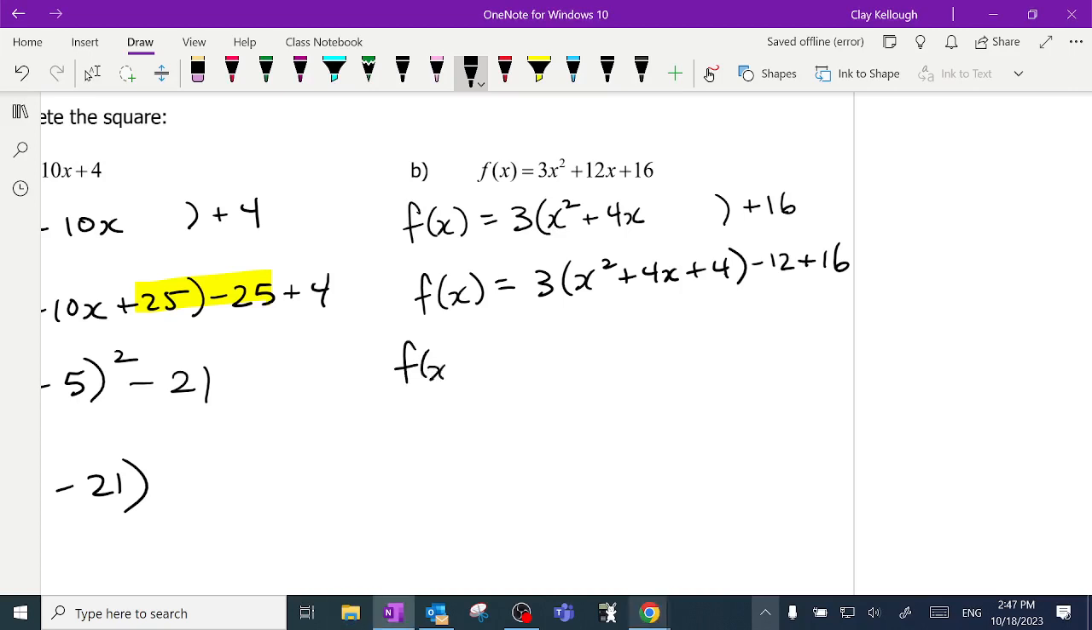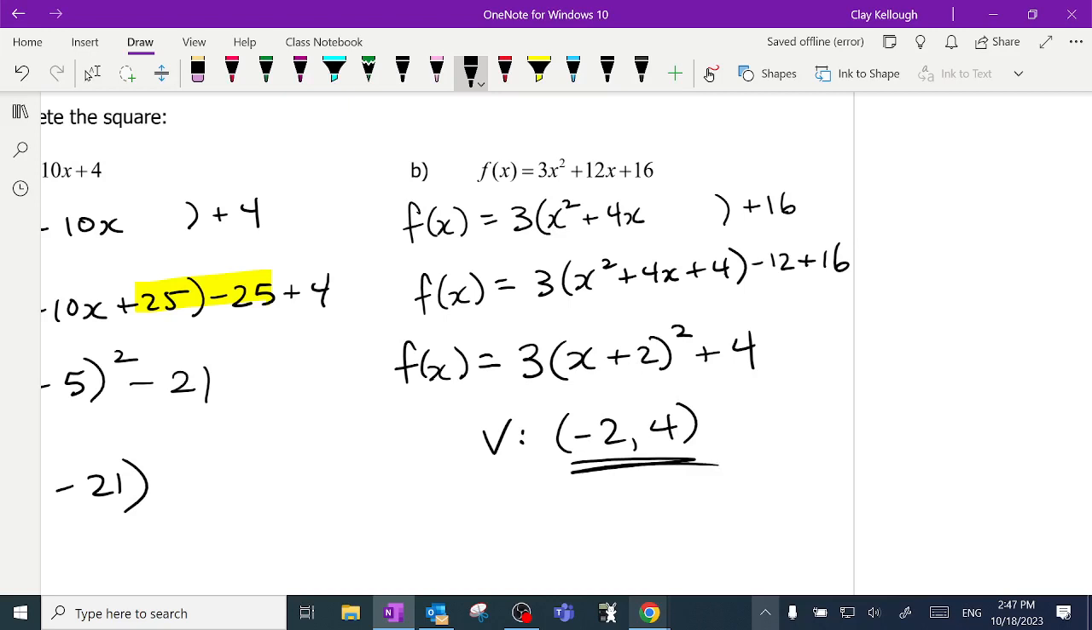And then f of x would be 3 times x plus 2 all squared. And if I minus 12 and plus 16, I get plus 4. So my vertex is negative 2, remember the opposite rule for that, and 4.